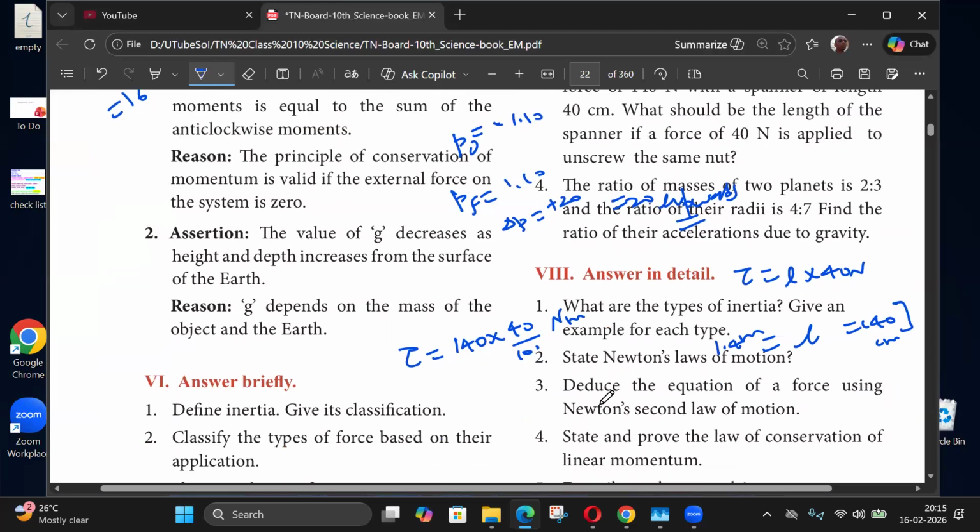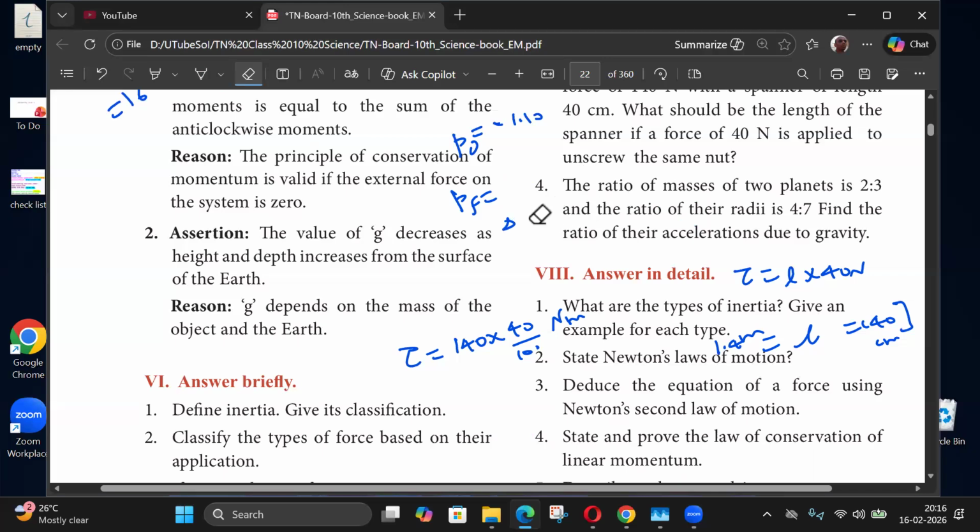Fourth question. Can you teach me the fourth question, sir? It's gravitation. Gravitation theory part, you know.